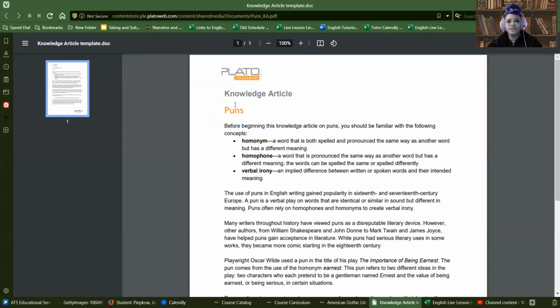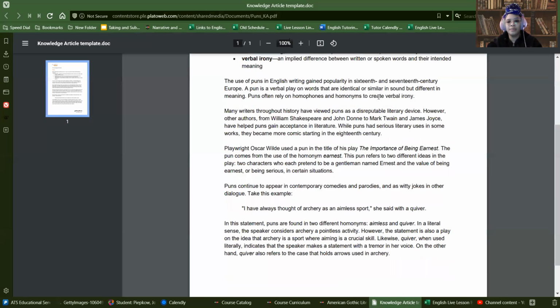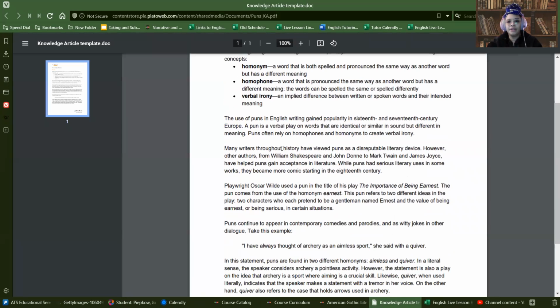So they give you the definition of puns if you click that link. Yeah. So they give you a whole knowledge article on puns. But generally, a pun is a verbal play on words that are identical or similar in sound, but different in meaning. Puns often rely on homophones and homonyms to create verbal irony. So it's basically when you use a word that sounds the same, but has a different definition to make a joke. Most people know what puns are.